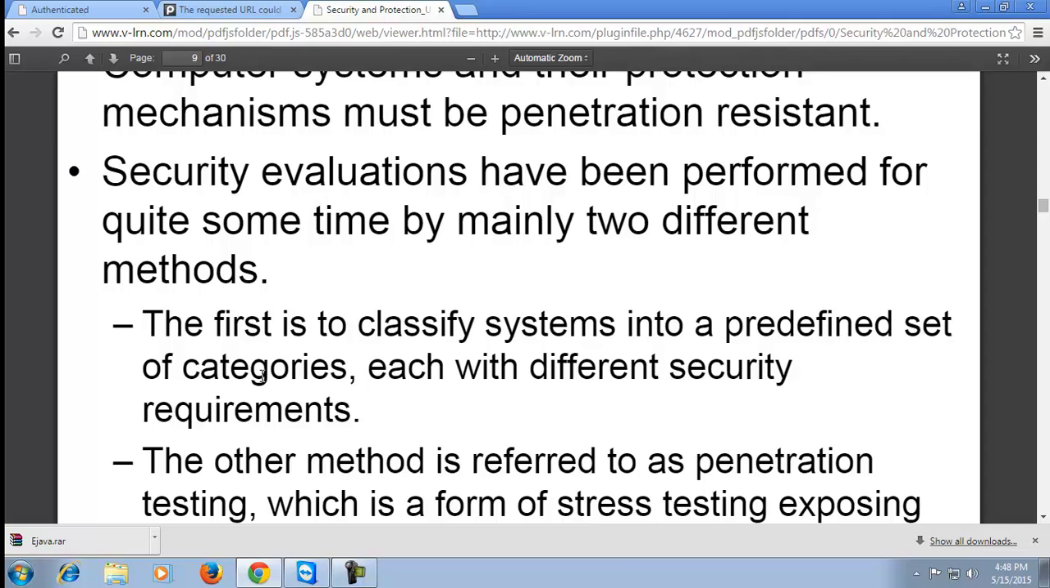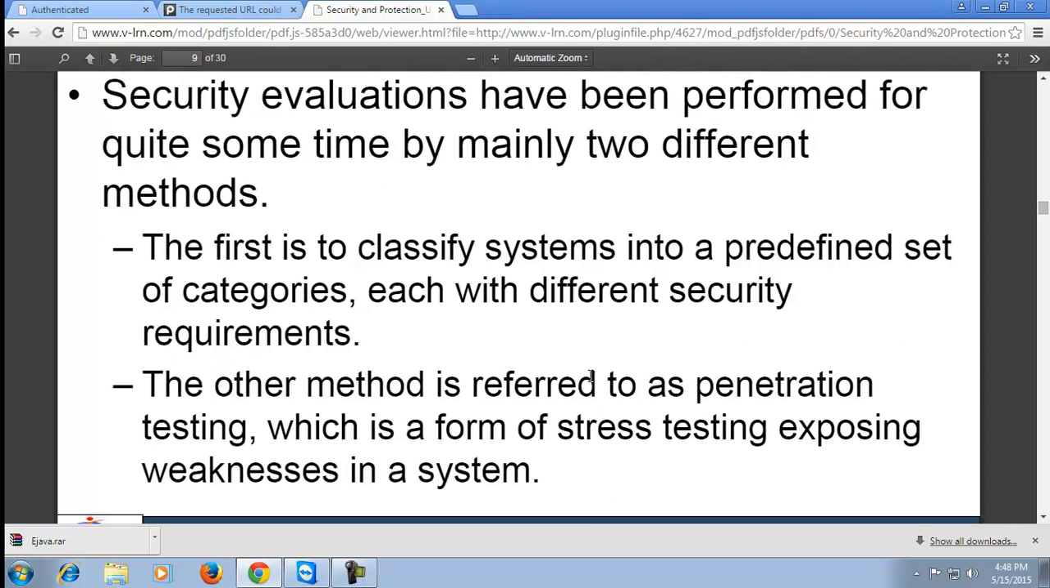In this we have the mentioned requirement, we have the available conditions. On that basis we have to define the security evaluation methods. The other method is referred to as penetration testing, which is a form of stress testing exposing the weakness in a system, in which it generates the number of loopholes inside the system and we can provide the protection at that particular positions, at that particular systems, at that particular point out locations for securing our data or system.